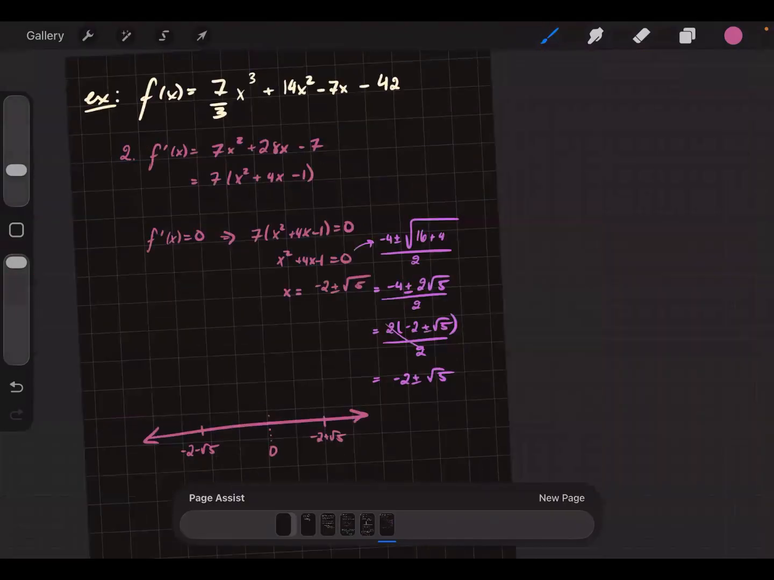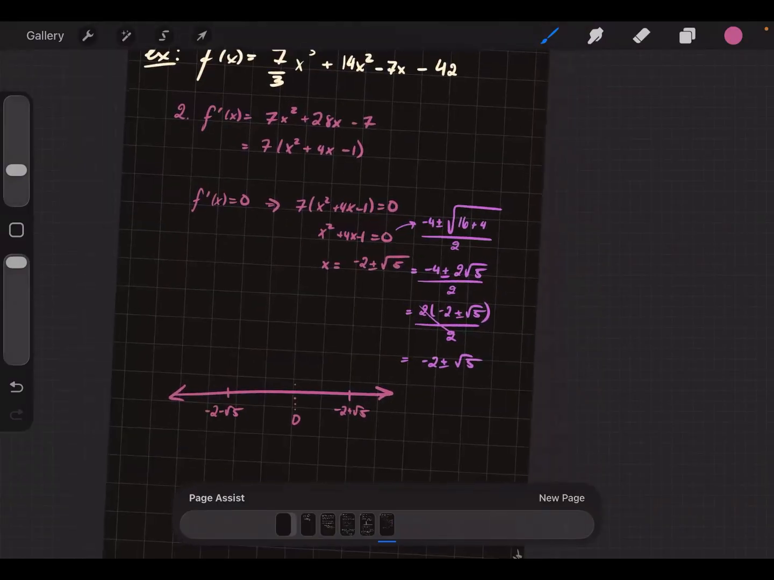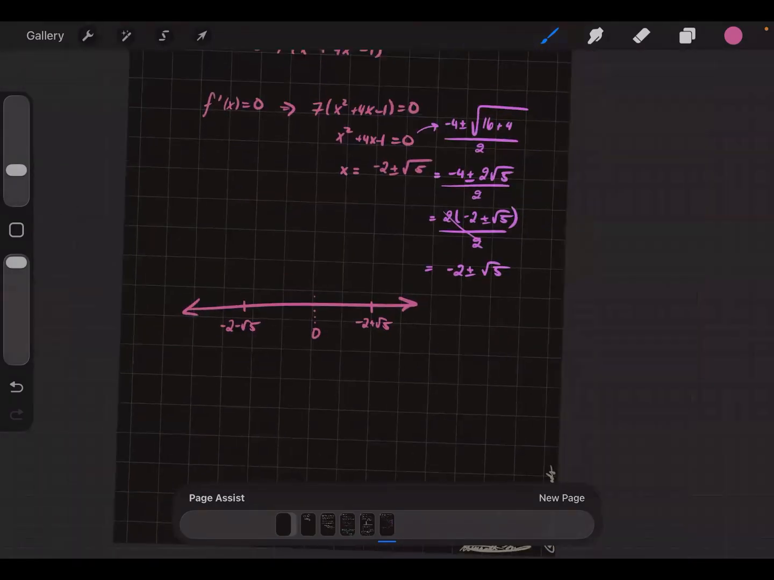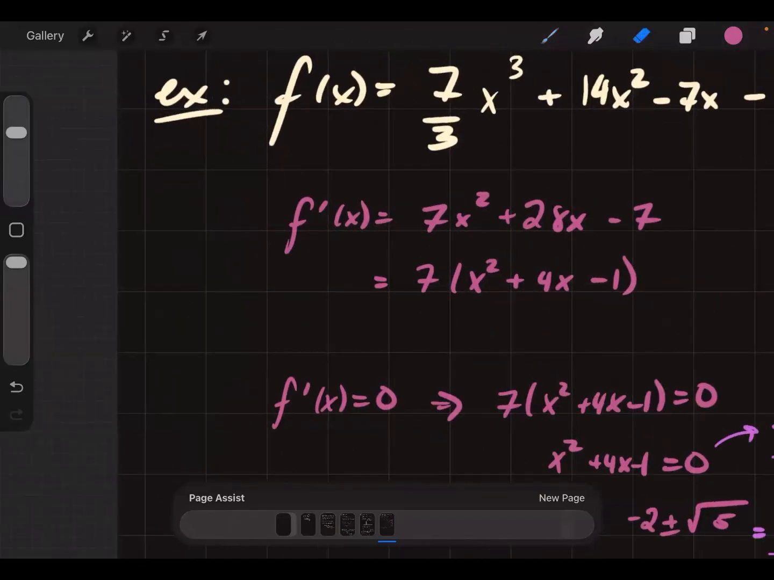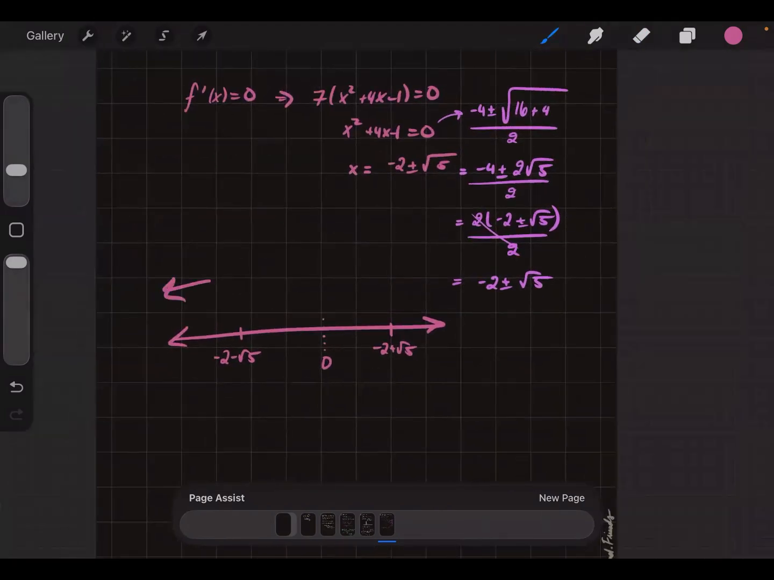0 is not a critical value, okay? I just put it there so we have a point of reference. It's actually a little bit high, but it's okay. Okay, and then I guess for this is also 0.3. So 2 and 3. Okay, we're going to pick a number less than -2 minus √5.